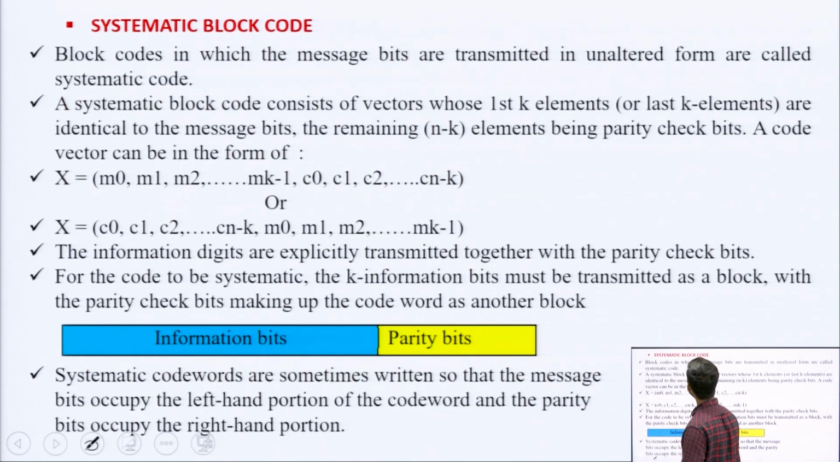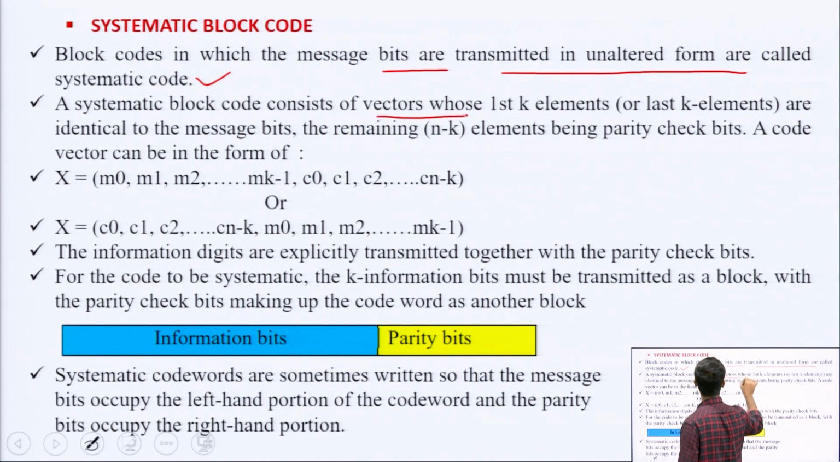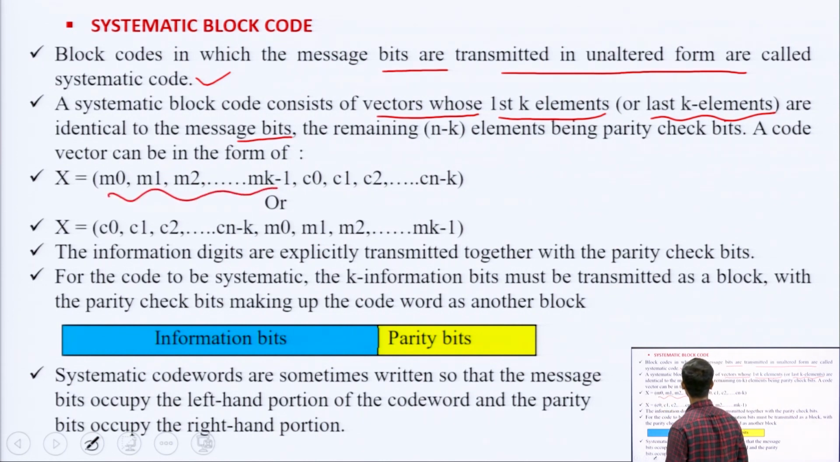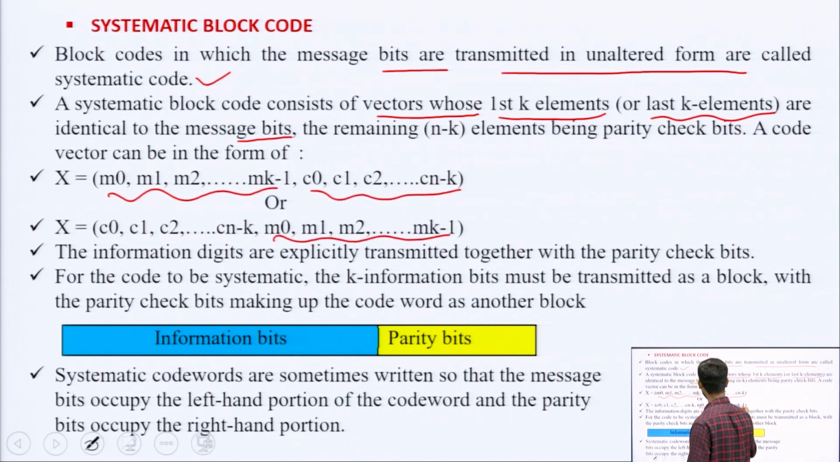Systematic block codes: what is a systematic block code? Block codes in which the message bits are transmitted in unaltered form are called systematic codes. A systematic block code consists of vectors whose first k elements or last k elements are identical to the message bits. The remaining n minus k elements are parity check bits, or the last k bits are message bits and the first n minus k bits are parity bits.